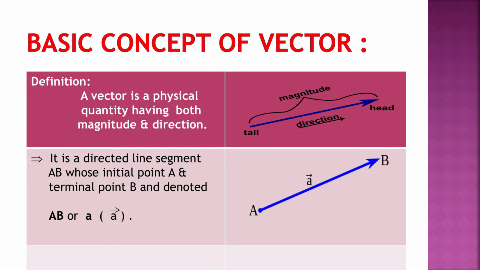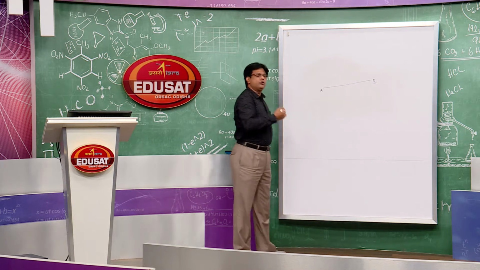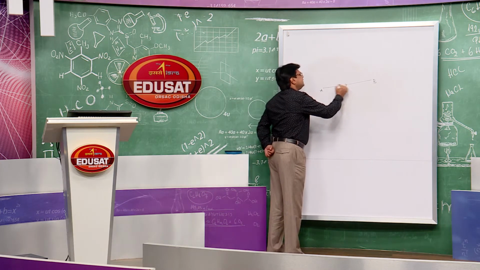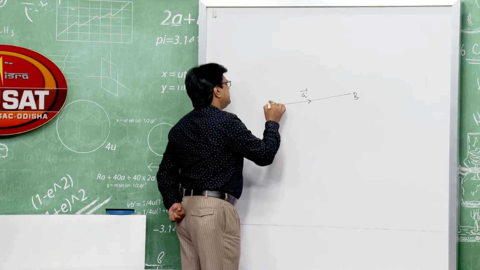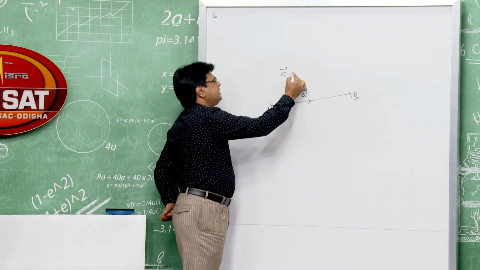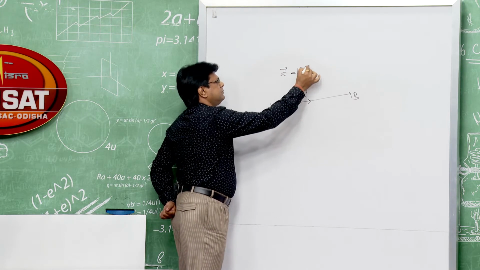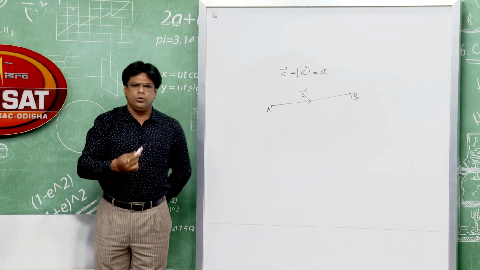A vector is nothing but a physical quantity having both magnitude and direction. It is also a directed line segment, that is AB. Suppose we are moving from A to B, this is a directed line having magnitude and direction. This is a vector having magnitude, termed as small a. So, this is the vector from A to B.